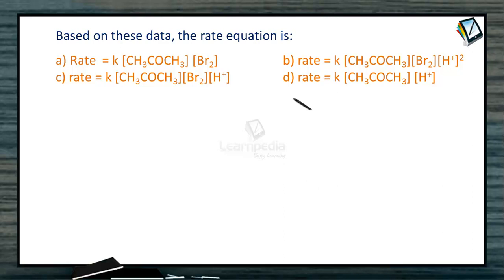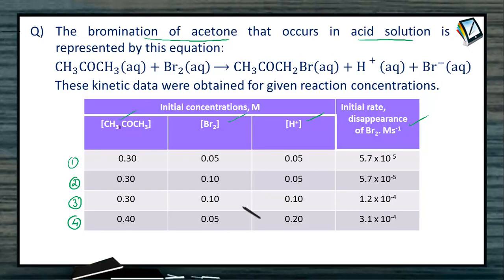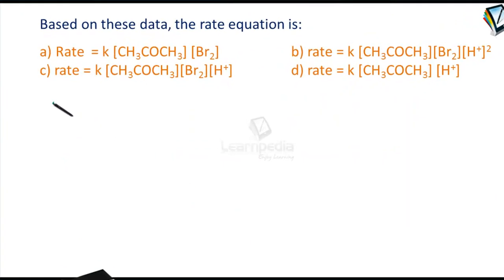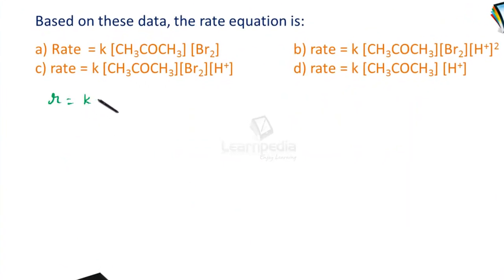So let's solve this. In this tabular form we can see 3 different concentration terms. So we can write the general rate equation like this: rate is equal to K into concentration of acetone to the power of A into concentration of bromine to the power of B and concentration of H plus to the power of C. Once we get the values of A, B and C, nothing but the respective orders, we will get the rate expression.